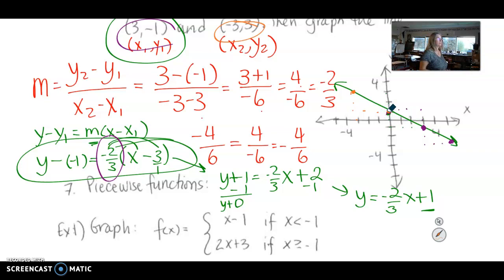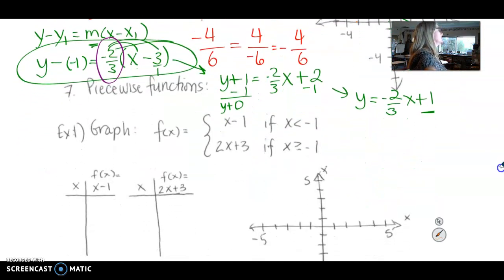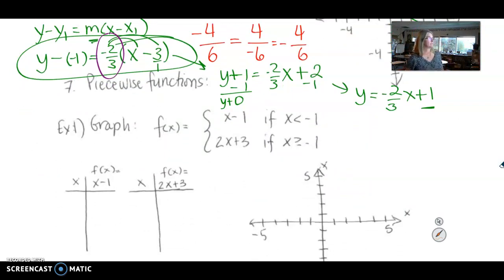Okay, the last part of this 8.4, probably the most challenging, is piecewise functions.